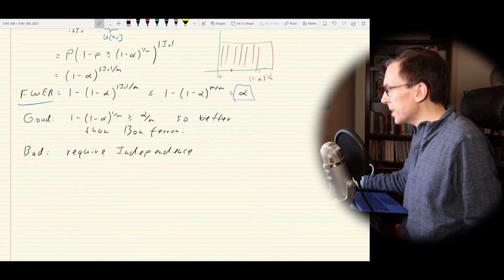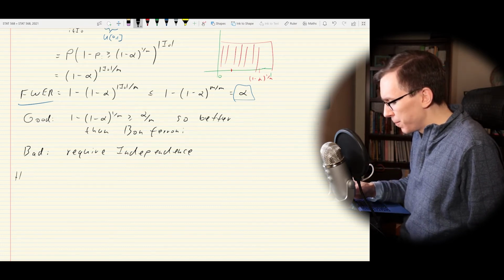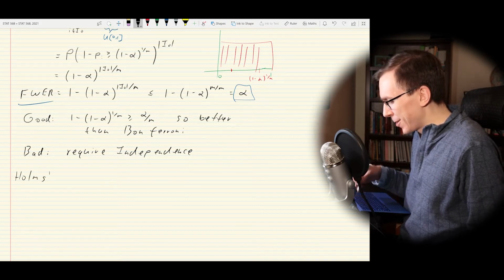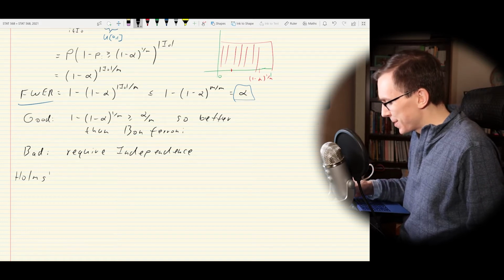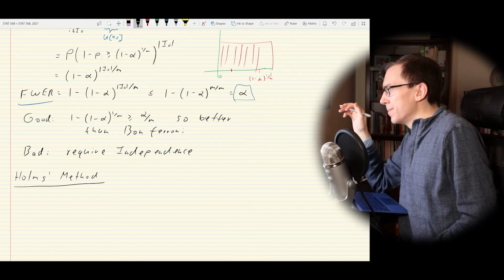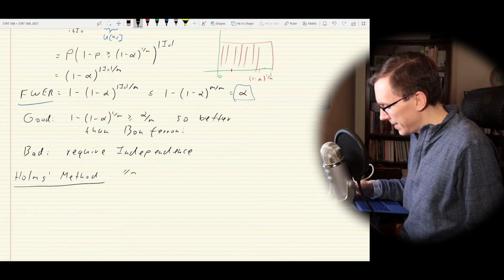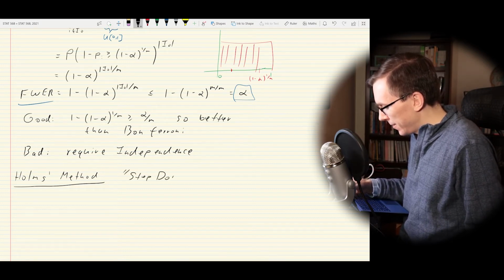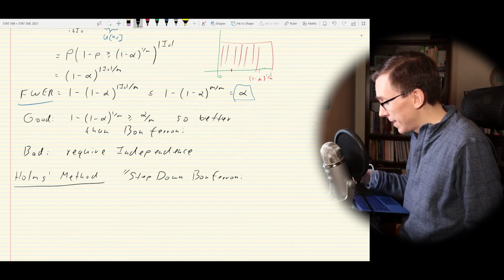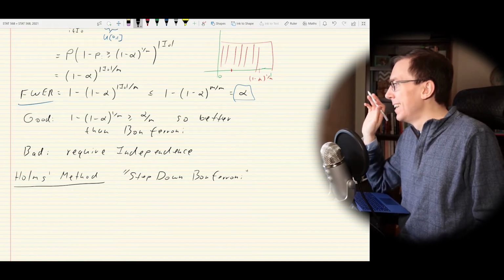Now, we're going to get into a third. The third method we're going to talk about is called Holmes's method. Holmes is the name, so it's Holmes's method. Holmes's method is basically going to be a step-down Bonferroni. We haven't talked about stepwise methods yet. That's the next subsection after Holmes's method.